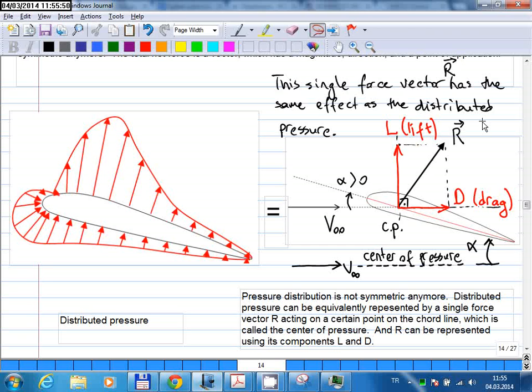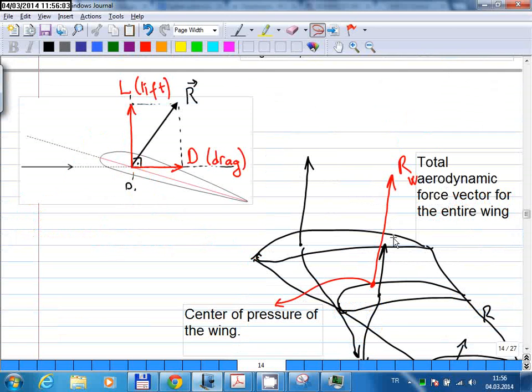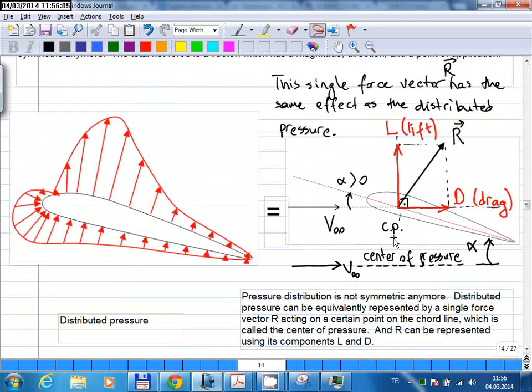Okay? And then there's also the point of application. That also matters, where that force is applied, and that point is called the center of pressure. So here we say that the force is created here, and the force vector passes through here.